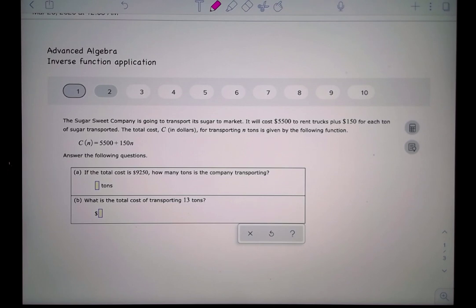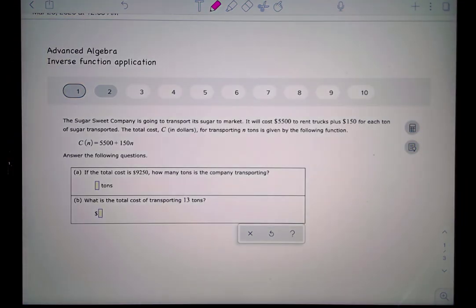Before you do the inverse function, if you understand the input and output, and what your input and output are for the inverse function, then it will be an easier way. Okay, so let's look at the question.